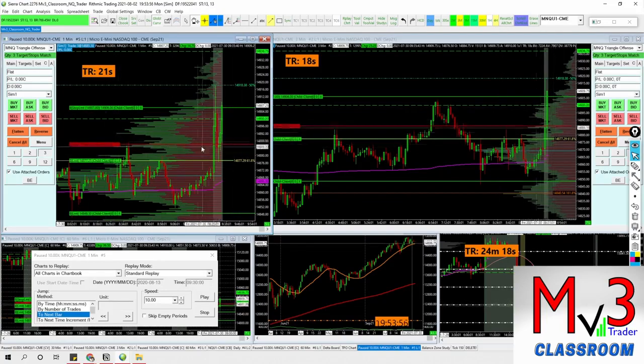Give myself a little space, and I just eyeball this. I don't have any particular numbers. It's not, you know, X amount of ticks. It's just keeping it simple, and I'm eyeballing it. I want a little space between the low and my entry order. So let's go ahead and put it there.